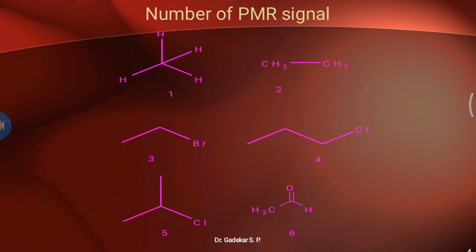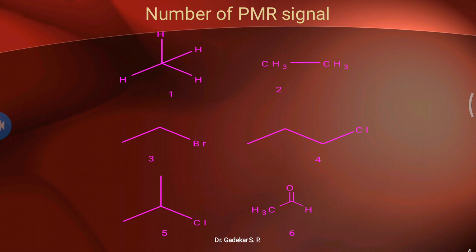Next is the number of PMR signals. First example, the methane molecule. The methane molecule consists of 4 hydrogens, and these 4 hydrogens are chemically equivalent. So this first example produces only one signal because all protons are chemically equivalent.